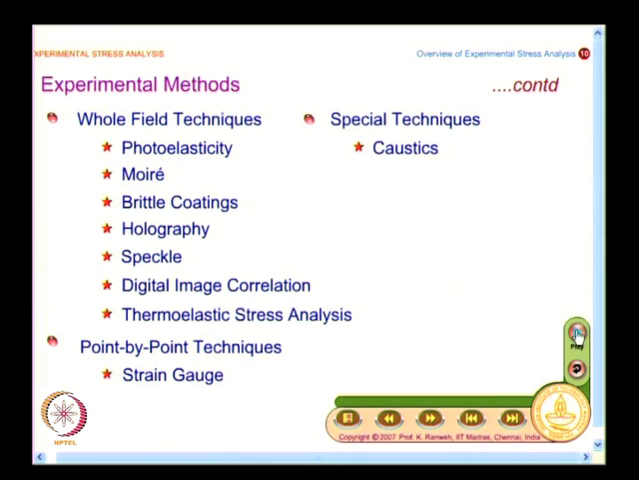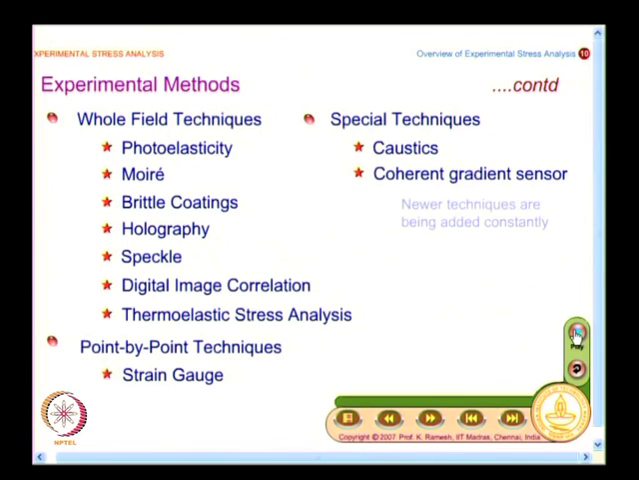As I mentioned in the beginning of the class, there is an optical phenomenon where light gets reinforced and you get a silver line. You have this phenomenon of caustics, which is used in high stress gradient problems, like when I want to find out what stresses are developed in the vicinity of a crack.